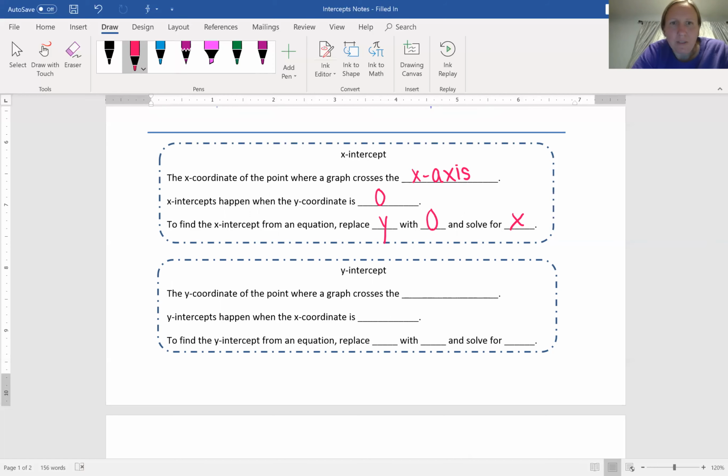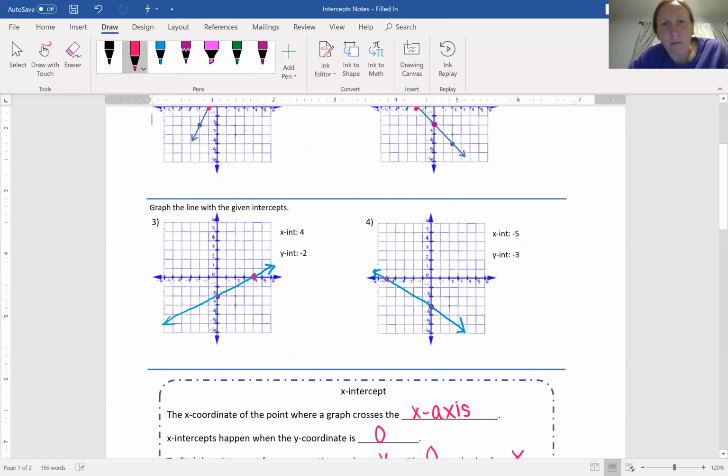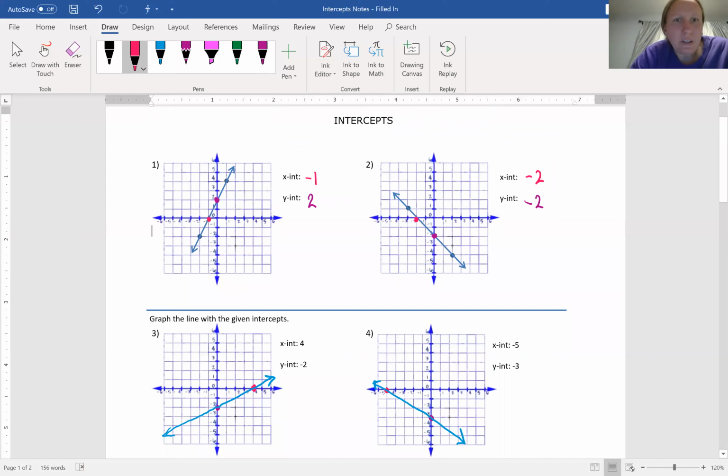For y-intercept, that's going to be the y-coordinate of a point where a graph crosses the y-axis. Same thing, I'm going to jump back up to the top for a second. Let's look at all the y-intercepts. Here, this one was 0, 2. This one was 0, -2. This one was 0, -2 also. And this one was 0, -3.